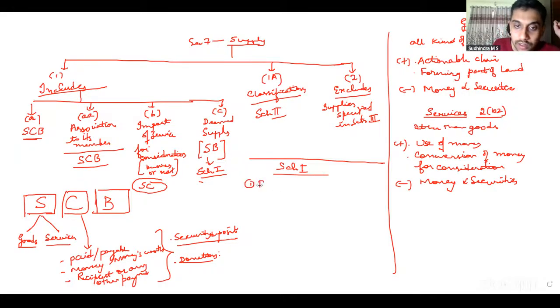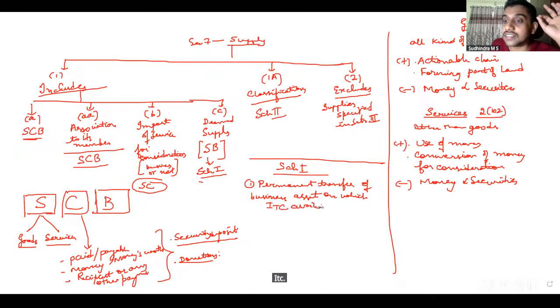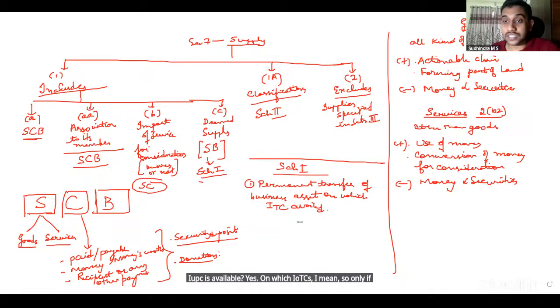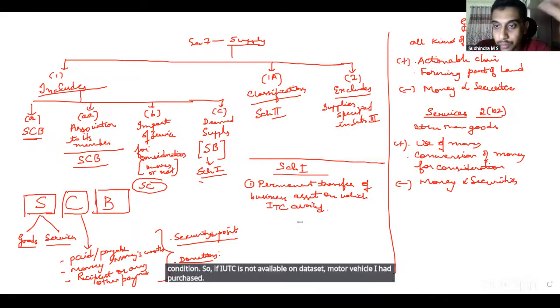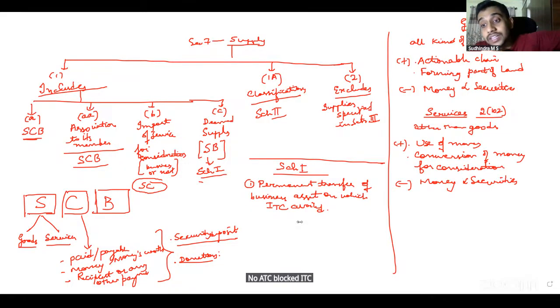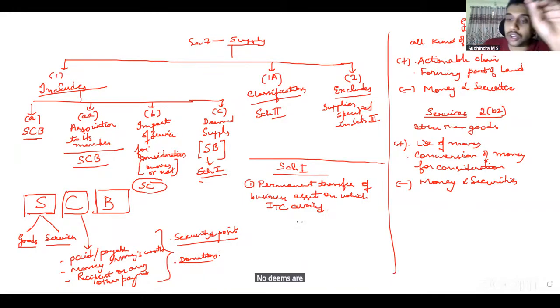First one we had was permanent transfer of business assets. No, there is more: where ITC is availed. Only if ITC is availed on that asset does this condition apply. If ITC is not availed, for example a motor vehicle I purchased with blocked ITC, then when I give that motor vehicle free of cost to someone else, it is not a deemed supply.